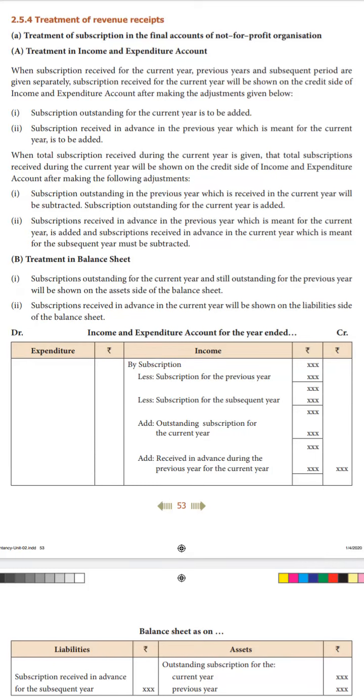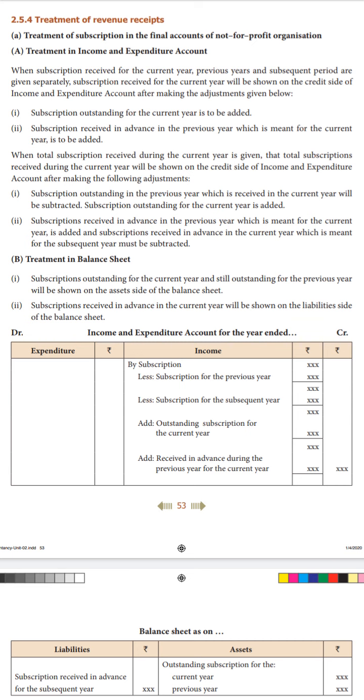Treatment of revenue receipts. Okay, so here the first topic is about the subscription. In your previous illustrations also you would have seen subscription alone was given as the previous year amount, the current year and the subsequent year amount. So how should we treat this kind of a subscription in the non-profit organization?